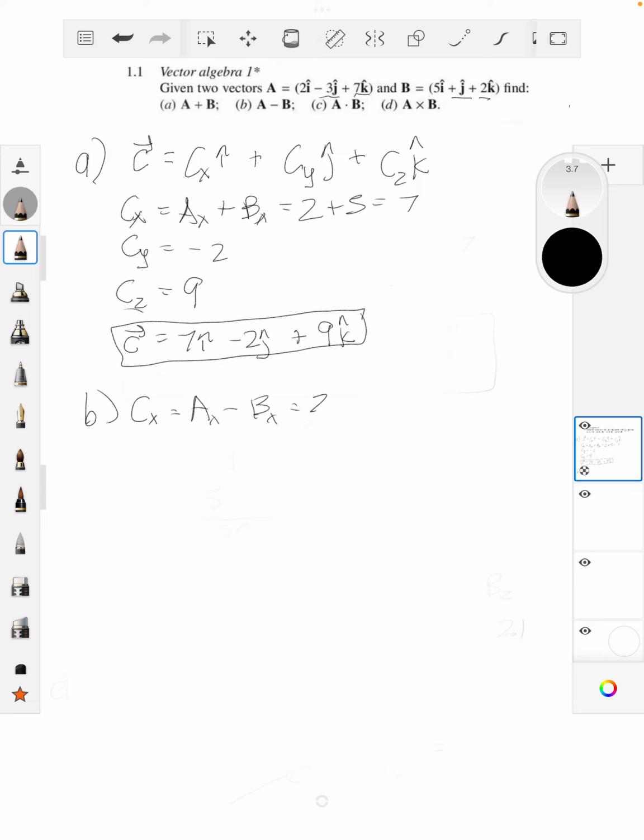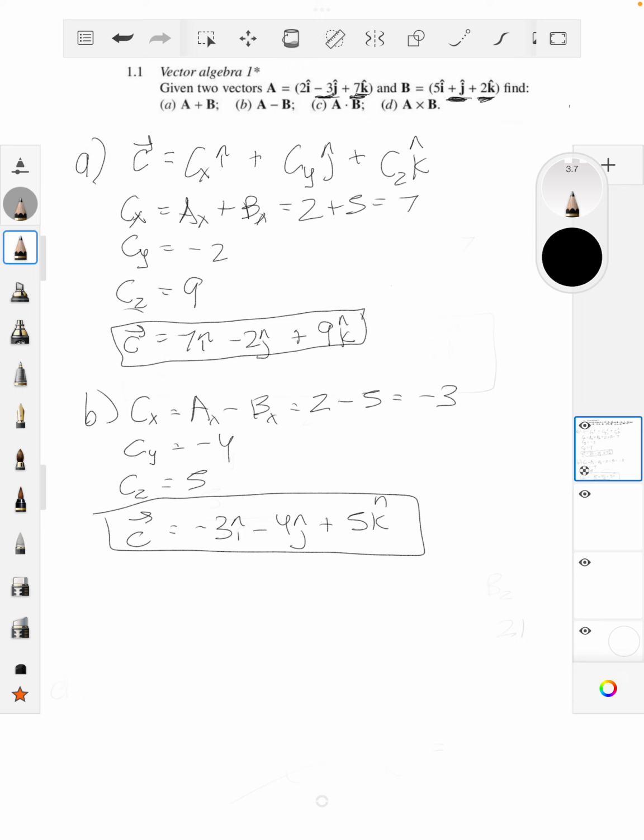So cx is equal to ax minus bx equals 2 minus 5 equals -3. Cy is -3 minus 1, because this has a coefficient of 1. So we get -4. And Cz is 7 minus 2, which gives us a coefficient of 5. So now our final C vector would be -3i hat minus 4j hat plus 5k hat.